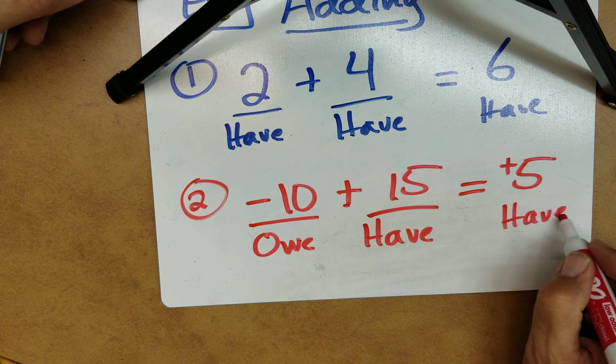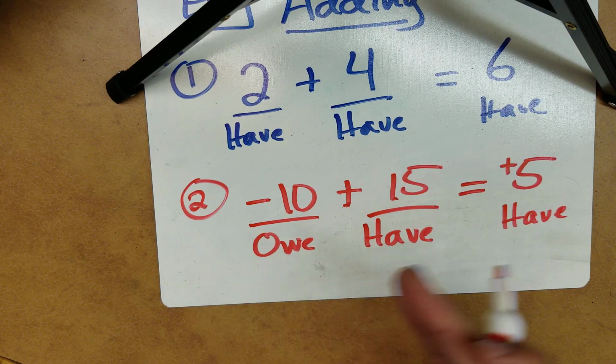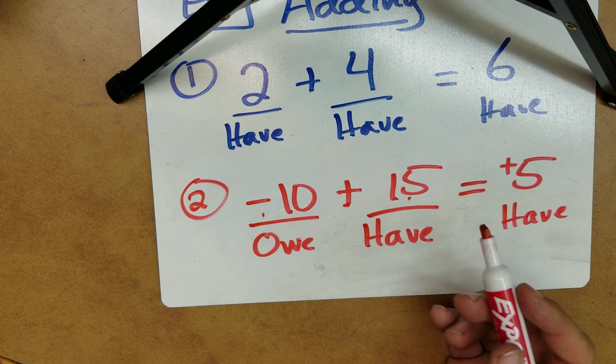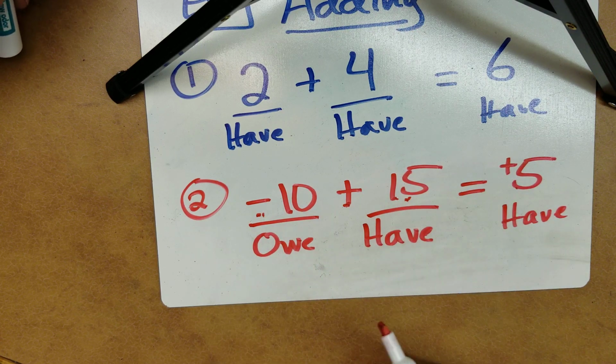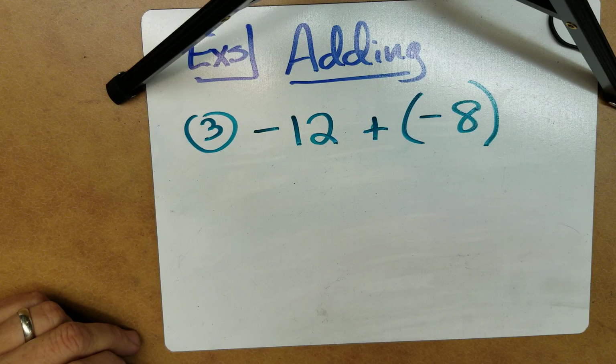Do you have to put that positive sign there? You do not. But do you see what happens? The rules say if I have a positive and a negative that I subtract. And that's true. 15 minus 10 is 5. But if we think about money, we just understand that we subtract it. That's what I'm going for.